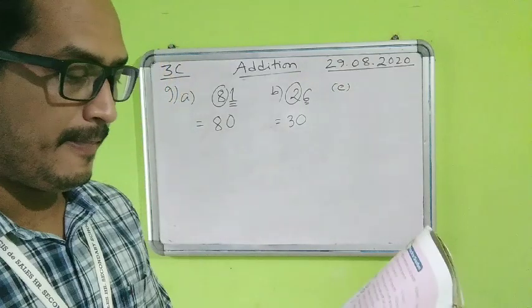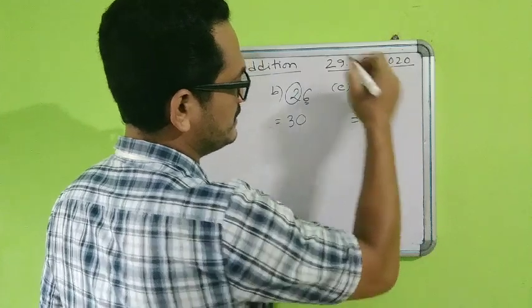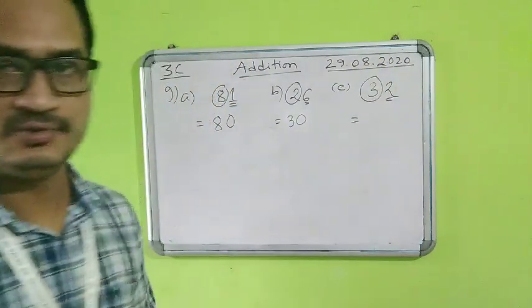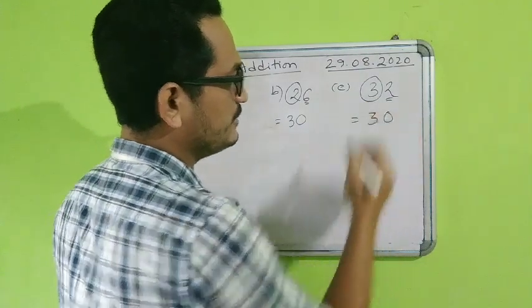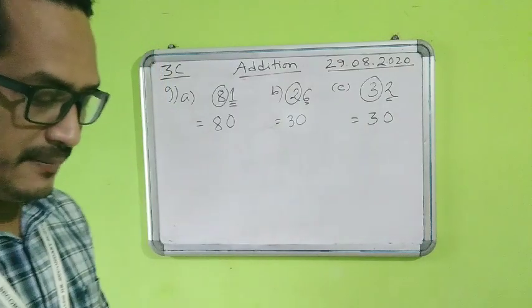Number C, it is 32. So here the tens place is 3 and the ones place is 2. So ones place is 2 means it is again less than 5. So no changes required. 3 will be 3 and 2 will become 0. So 30. So that is question number 9.